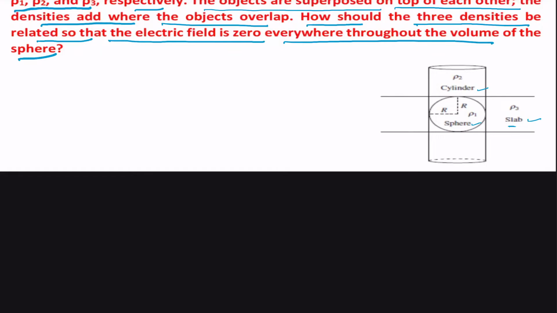So the sphere consists of all three parts: a portion of the cylinder, the sphere itself, and a part of the slab. We are going to find the condition when the electric field inside the sphere is zero. So that's the basic question. We are almost given everything, and the diagram is pretty simple. It's not much of a complication here.